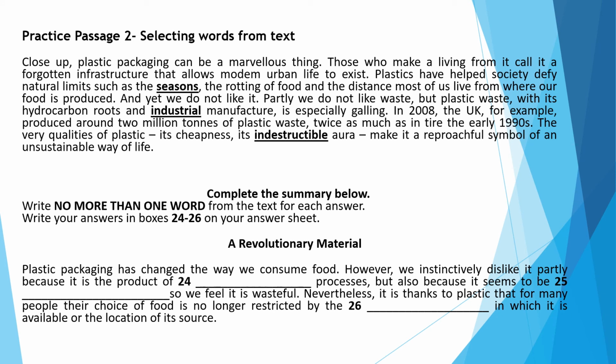Now take a look at the first point. Plastic packaging has changed the way we consume food. However, we instinctively dislike it partly because it is a product of, now the answer is industrial processes, because if you take a look at the third last line, it says with its hydrocarbon roots and industrial manufacture. Moving on to the next point, but also because it seems to be indestructible, so we feel it is wasteful. So the word lies in the last line, its cheapness, its indestructible aura.